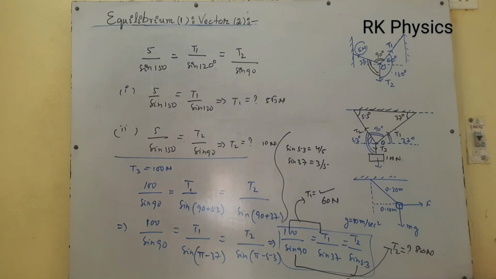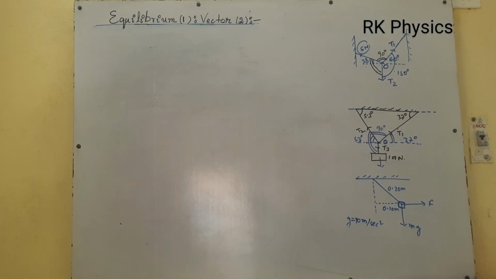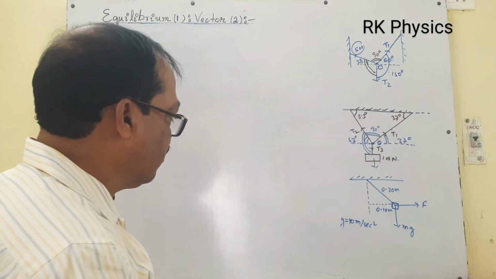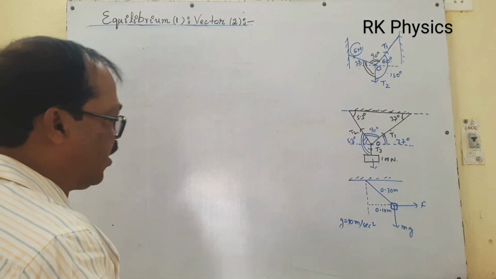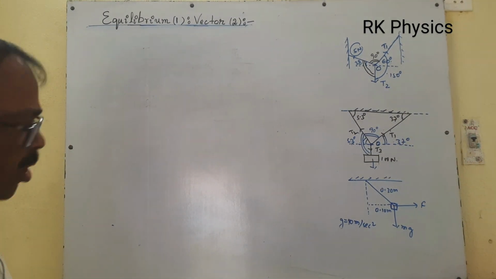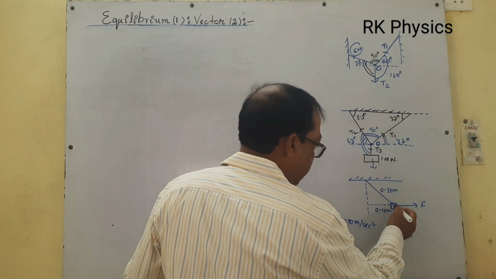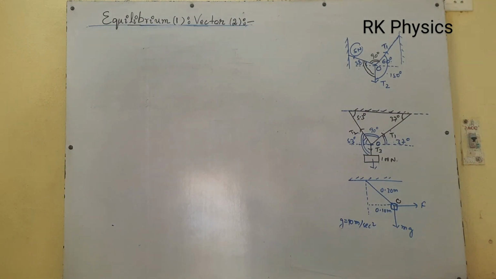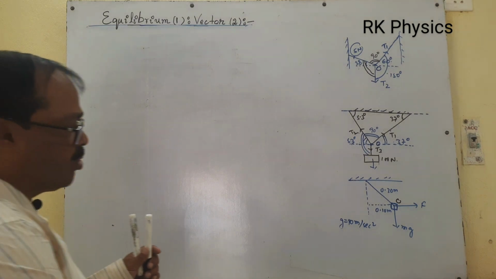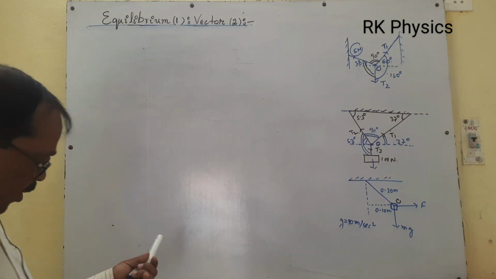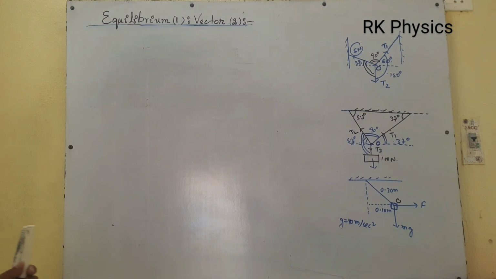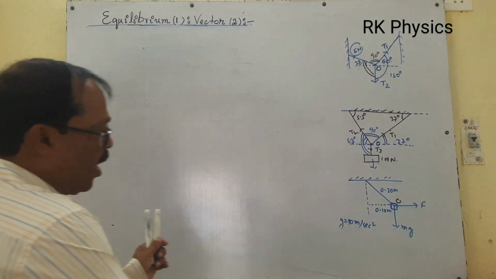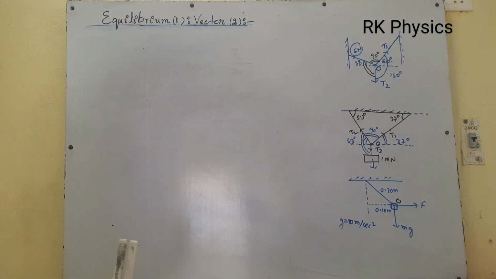Now let us come to the third figure. In the third figure the angle is not given, but this is the equilibrium position. An object is suspended by a string of length 0.3 meter. A horizontal force F pulls this object aside by 0.10 meter. After that, the object is at rest.